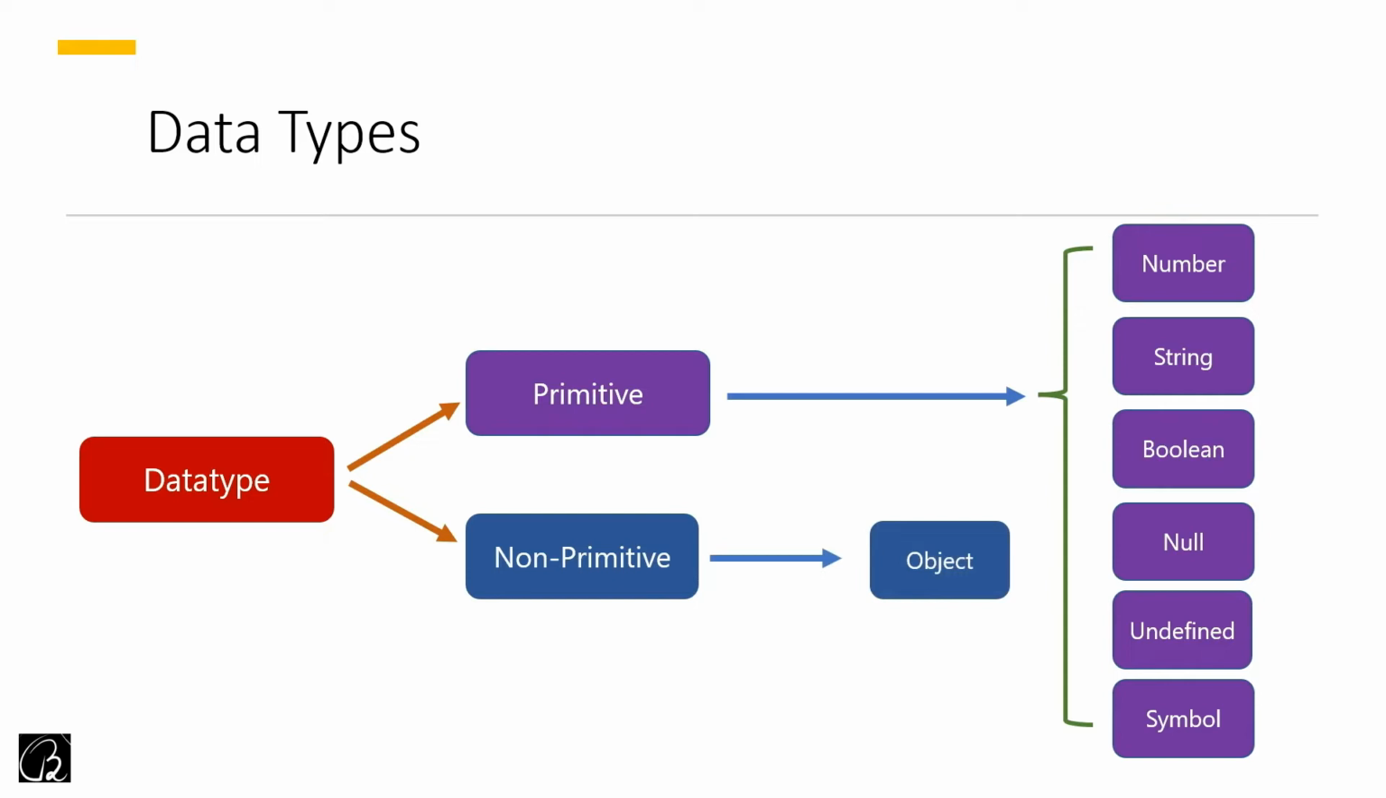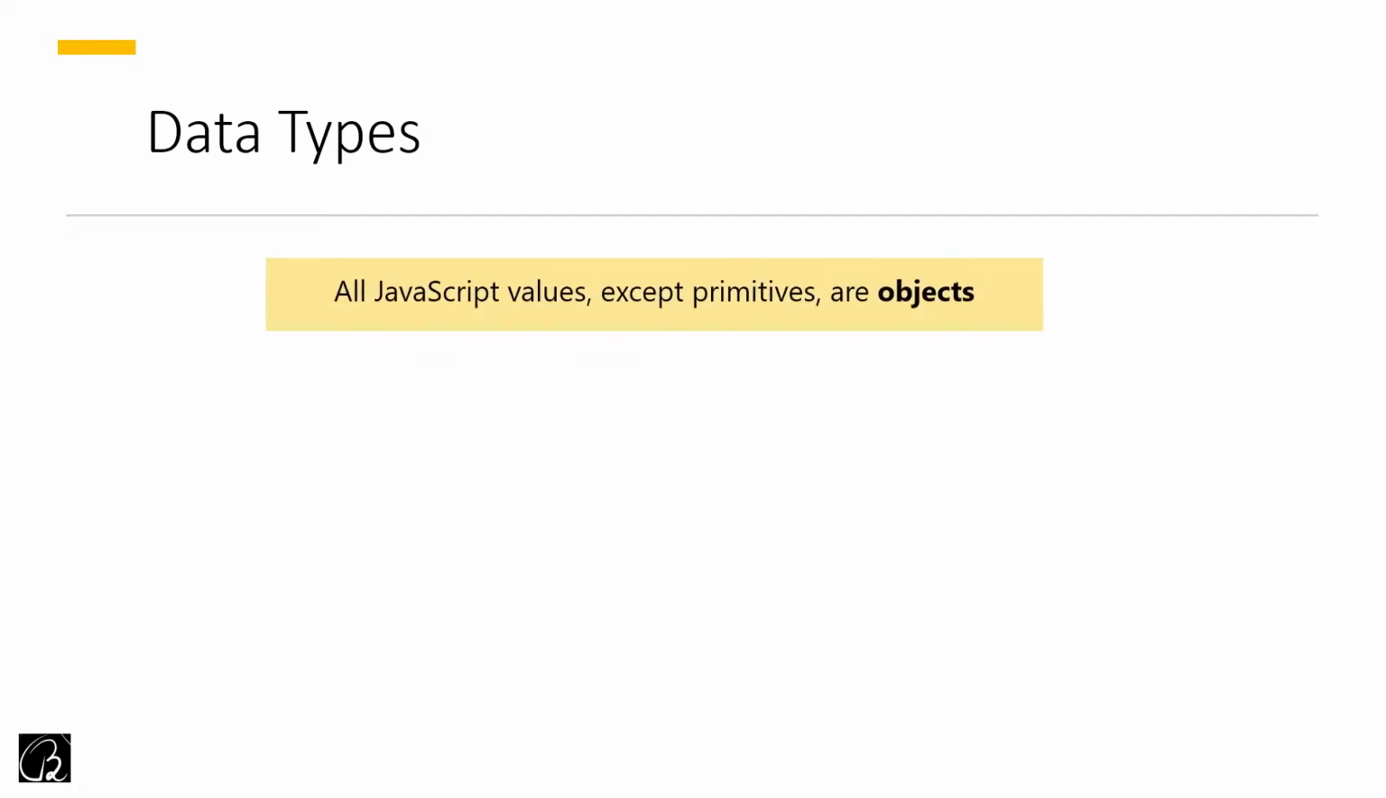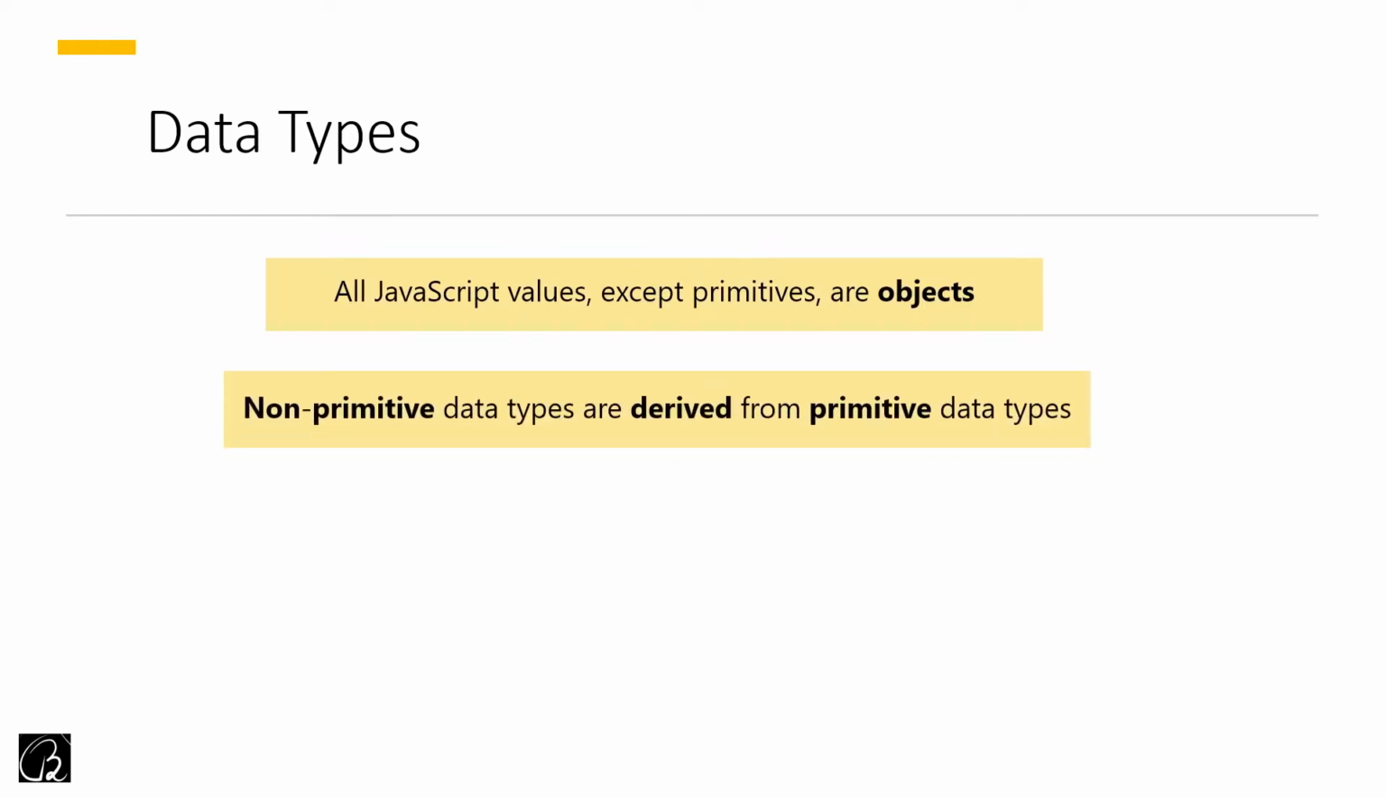Now let us look at a few important points on primitive and non-primitive data types. The first point is that all JavaScript values except primitives are objects. Just now I told you, right? The next point is that non-primitive data types are those which are derived from primitive data types. Primitive data types are the predefined or built-in ones.